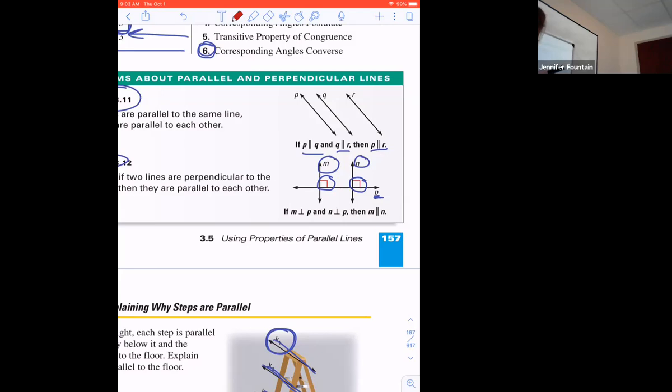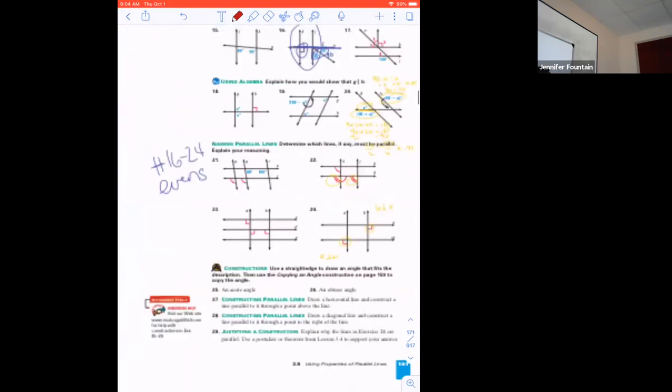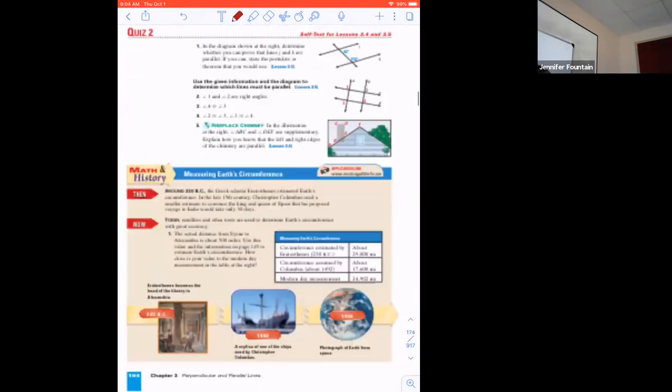Same thing here with perpendicular. If line M is perpendicular to line P and line N is perpendicular to line P, then those are parallel lines. Okay. So that was basically it for that section for 3.5.